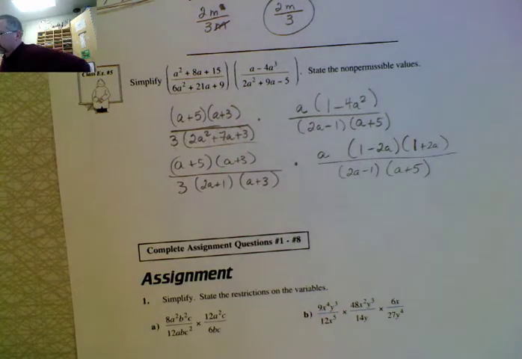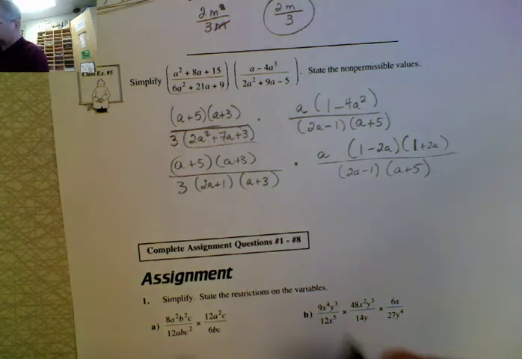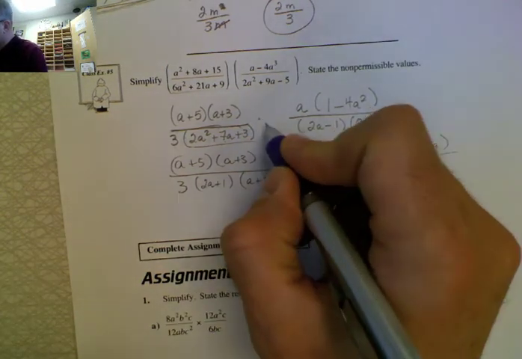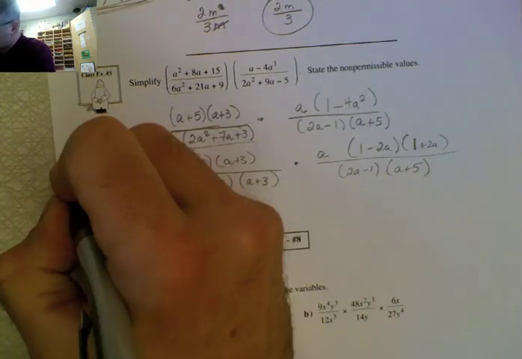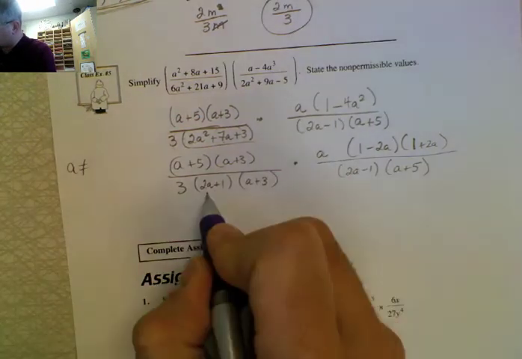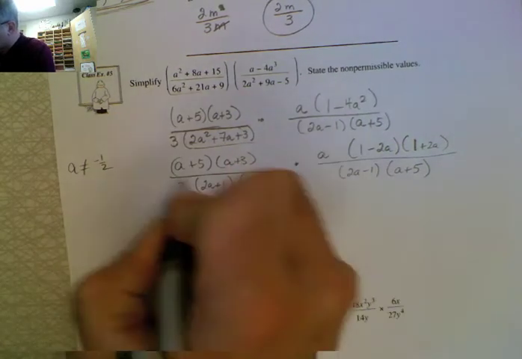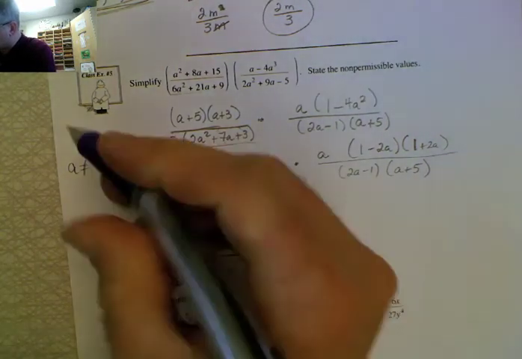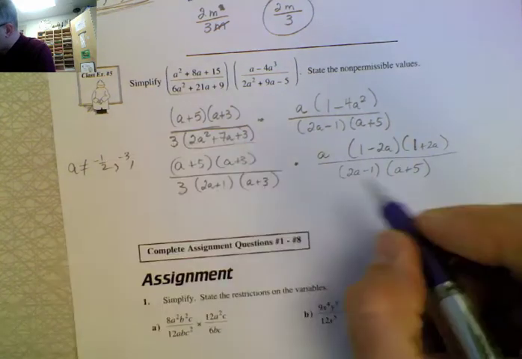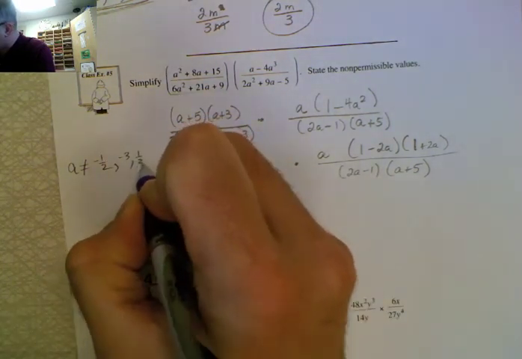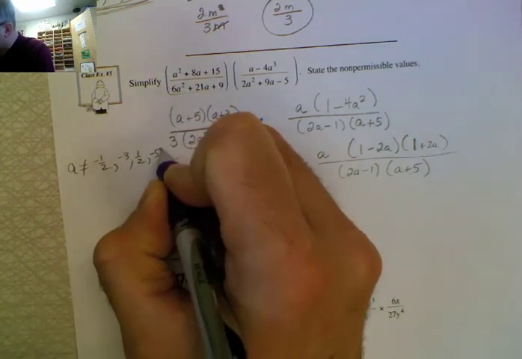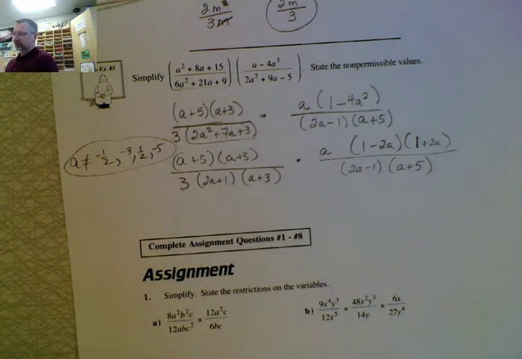So now I have actually figured out all of my factors for all of these things. So now I can state my restrictions. What can a not be equal to? Well, a cannot be equal to negative a half, to negative 3, to positive a half, and to negative 5. So there's our restrictions.